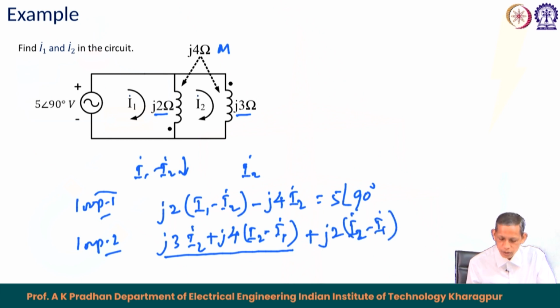the same direction as the I2 current, that is the corresponding current in j2, and then of its mutual. So, I2 minus I1 is entering the dotted terminal and I2 is also entering the dotted terminal. So, this corresponding mutual becomes positive j4 with I2. That becomes equal to 0 for the second loop.